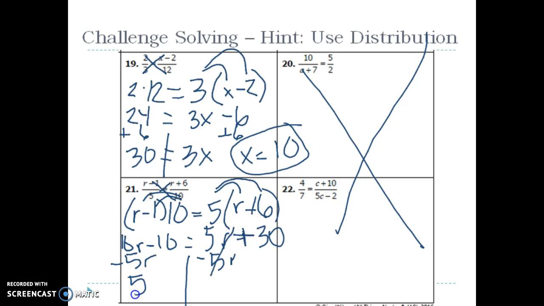So 5r minus 10 equals 30. Add 10 to both sides. 5r equals 40. So to divide r, to get it by itself, r, not x, equals 8.